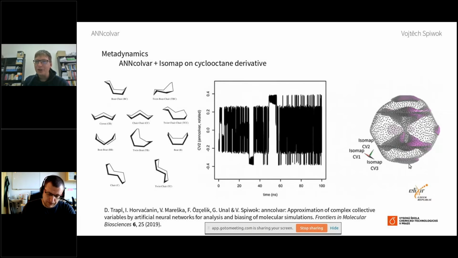And different conformers correspond to different places in these points. And using this, we were not only able to accelerate different conformational transitions between these different conformers, but also calculate free energy values for these conformers, so to predict some equilibria and also some kinetics of some conformational changes in this molecule.